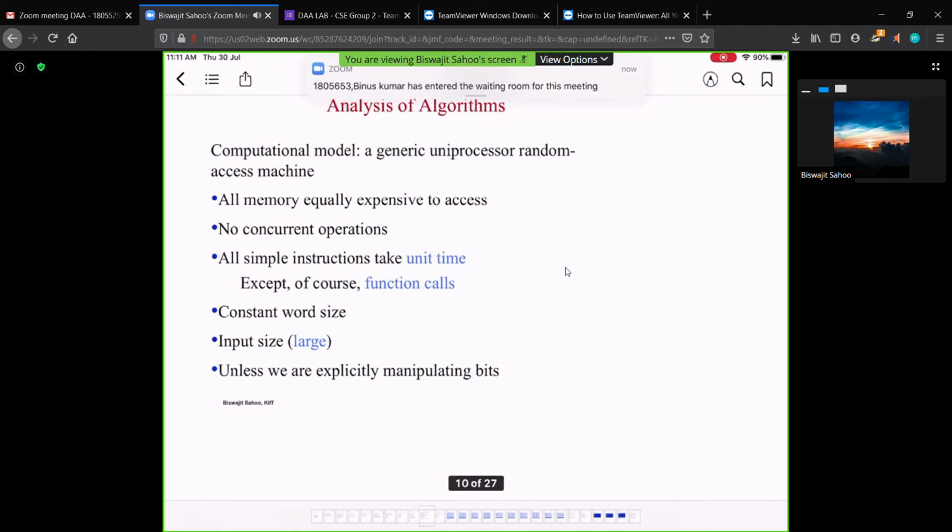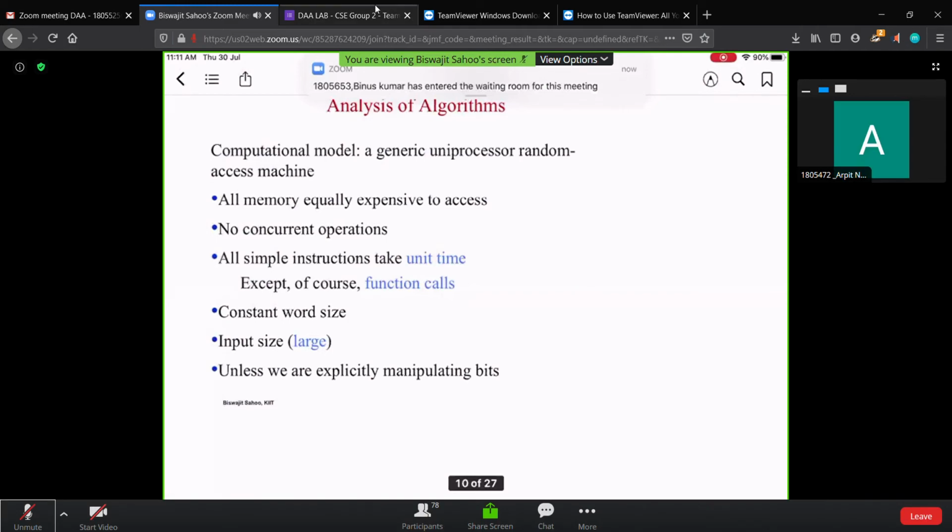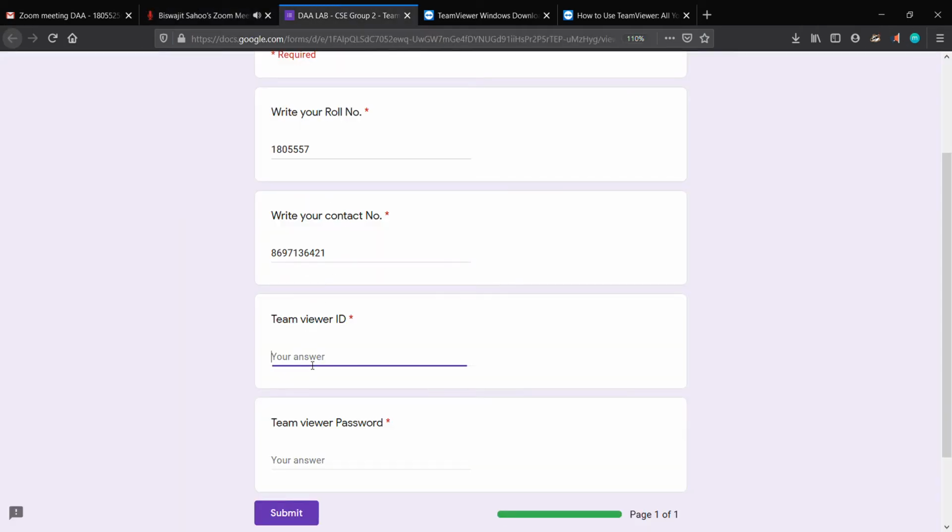I already told 2 things, if you remember. Analysis is made either from the execution time point of view or from memory requirement. But very often we make an analysis with respect to the CPU time or execution time.